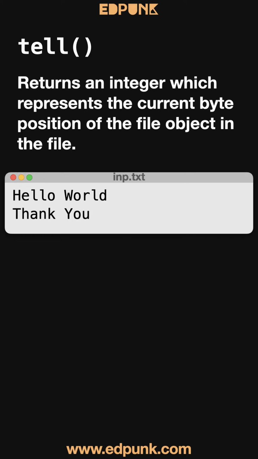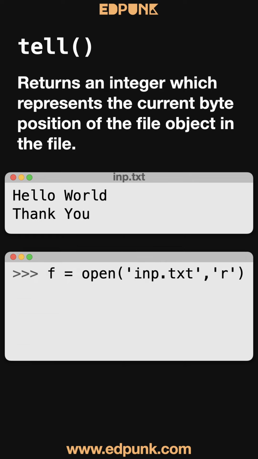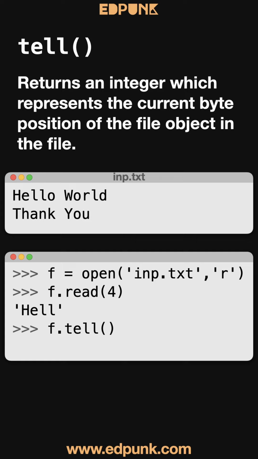Let us take the same file input.txt. Open the file in read mode and assign the file object to f. Now, let us read 4 bytes of data using f.read(4). The string hell is returned and the current position of the file object is 4 bytes from the beginning of the file. Now, let us execute f.tell(). The method returns the current position of the file object, that is 4.